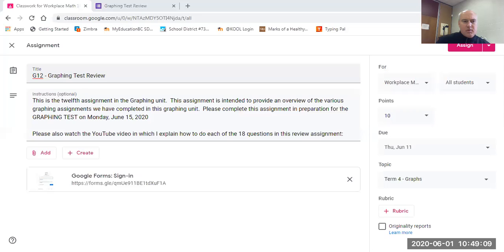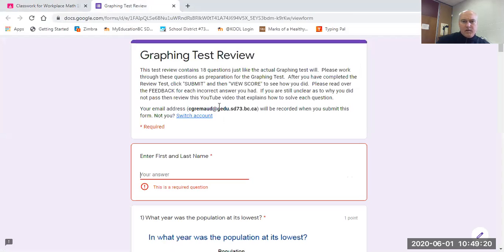So your assignment in Google Classroom should look like this. It's going to be called G12, Graphing Test Review. And what you'll need to do is just simply click on this Google form, and then you'll come to this Google form that looks like this. So in here, as it says, you're going to have 18 questions that are almost identical to what you'll see on the graphing test.